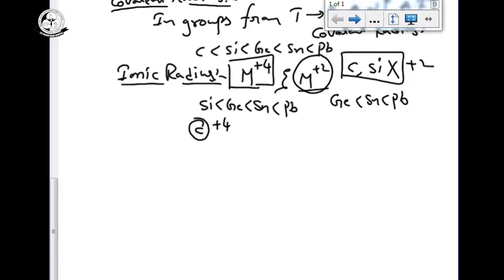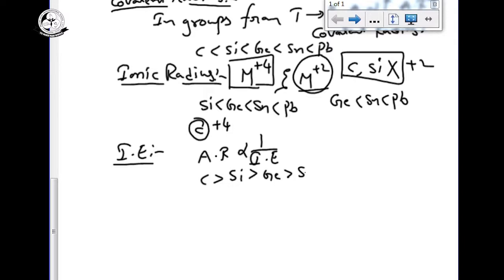Next one is ionization energy. Whenever we are discussing the atomic radius, we know atomic radius is inversely proportional to the ionization energy. As usual, from top to bottom, as atomic number increases, ionization energy values will decrease. Highest ionization energy is carbon, then silicon, germanium, tin and lead. As usual order, there is no change in this one. Electronegativity.